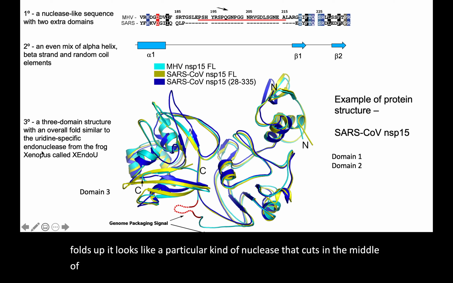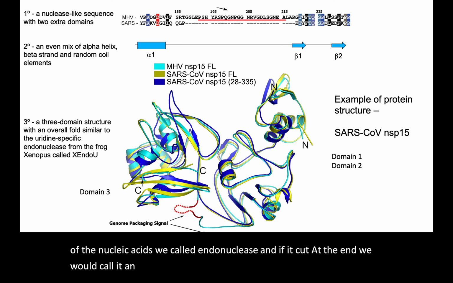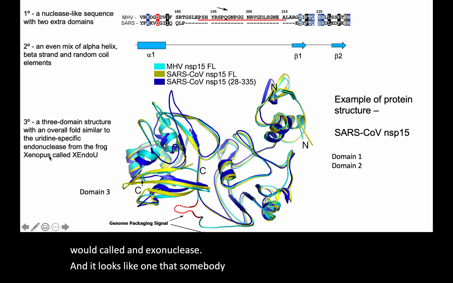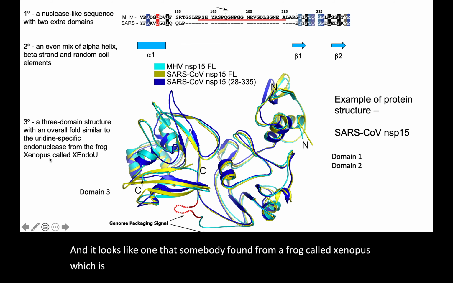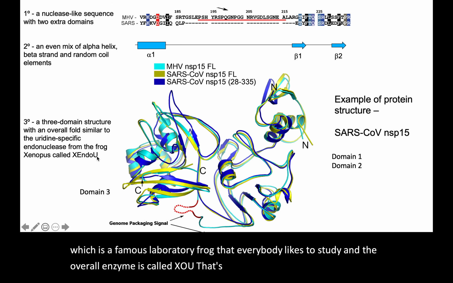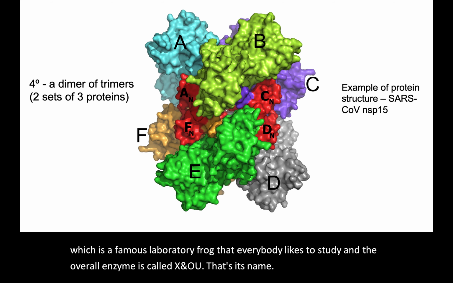We call it an endonuclease. And if it cut at the end, we would call it an exonuclease. And it looks like one that somebody found from a frog called Xenopus, which is a famous laboratory frog that everybody likes to study. And the overall enzyme is called X-endo-U. That's its name. Okay, and then fourth level structure.